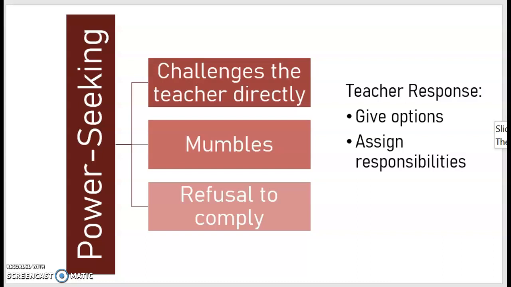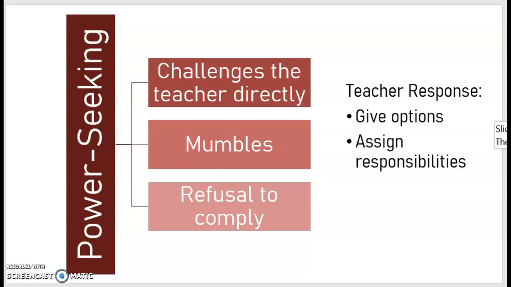And it's important for the teacher to give that student options. Not that you're letting them have an excuse for their behavior, but by giving them that option, you're allowing them to have some sense of control and that power that they're really seeking, but in the guidelines and in the context that you are allowing within the classroom.